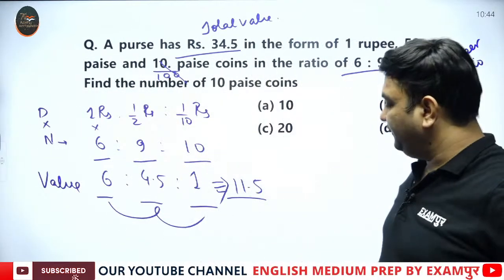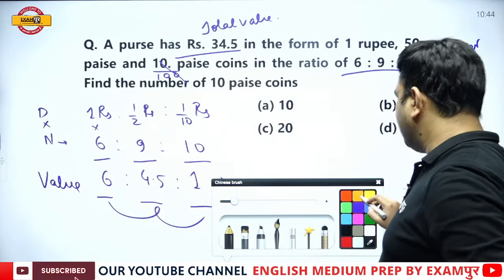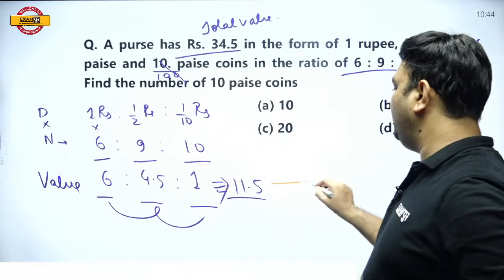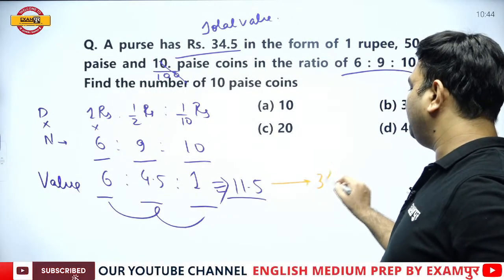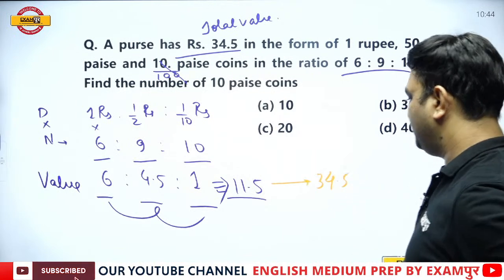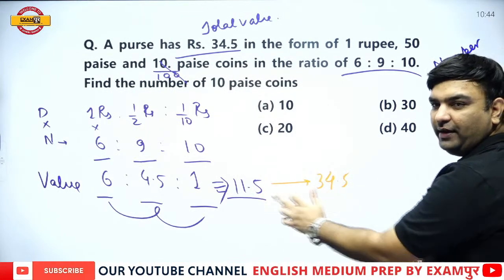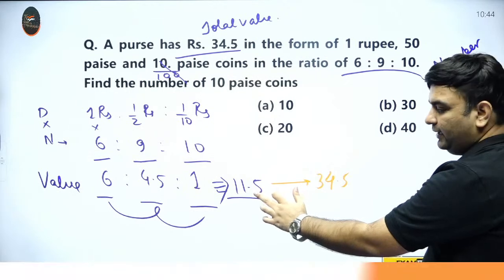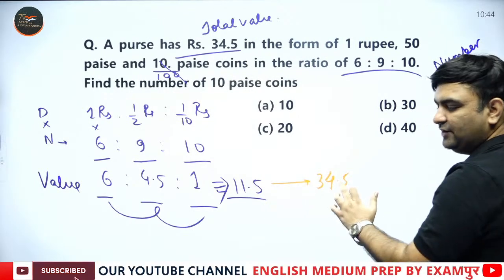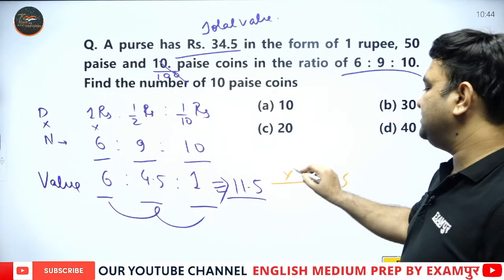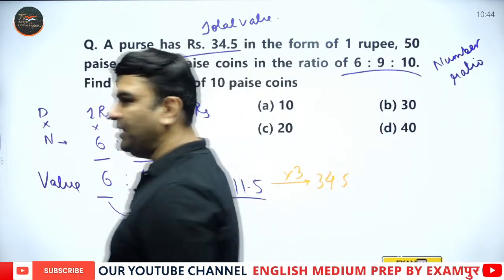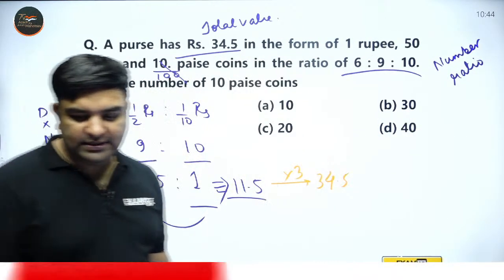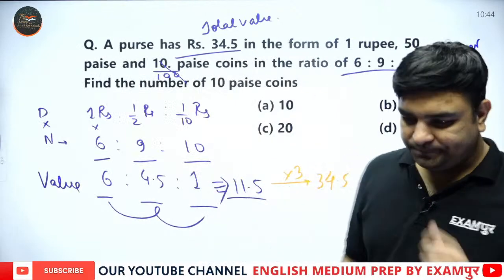According to the ratio, total value is 11.5, which is actually given as 34.5. I think this will simplify 3 times. 11.5 times 3 is 34.5. It's in the multiplication of 3.